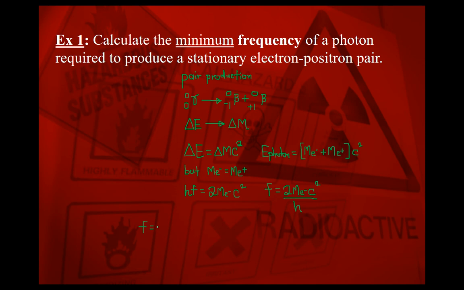Okay, let's plug the numbers in now. So this would be f is equal to 2 times the mass of an electron, which is 9.11 times 10 to the negative 31 kilograms, multiplied by the speed of light squared, 3.00 times 10 to the 8.